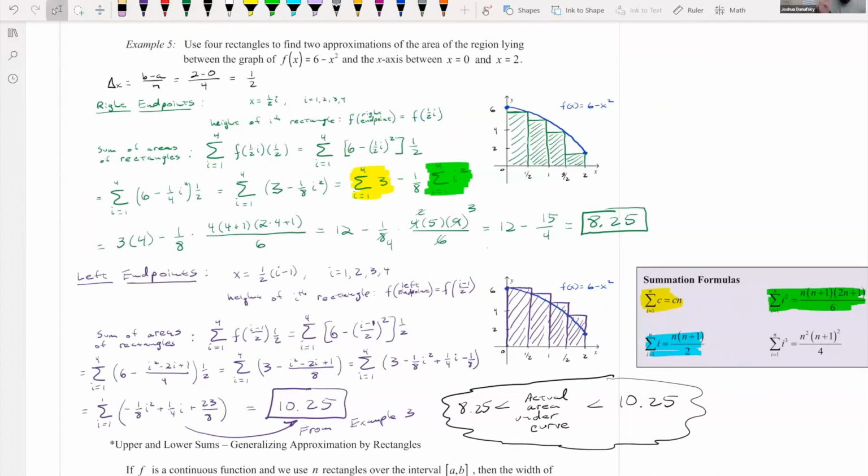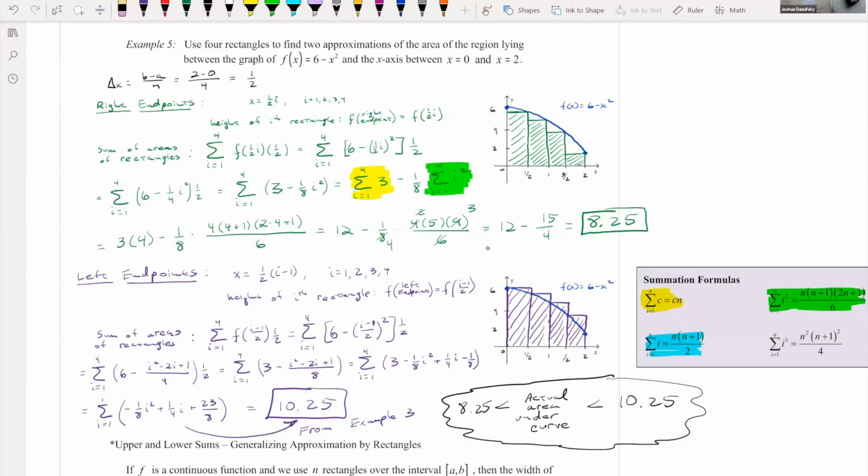And again, as we've already talked about several times, as we have more and more rectangles, the sums of the areas of these rectangles are going to get closer and closer to the actual area under the curve. What you see with more and more rectangles is this number gets bigger and bigger, approaching some number. This number gets smaller and smaller, approaching the same number. They're kind of squeezing in on the actual area under the curve.